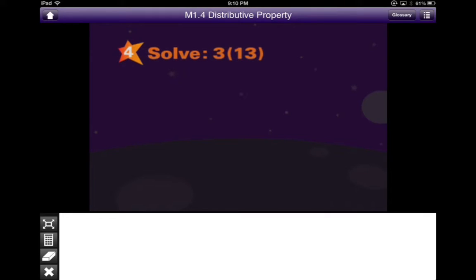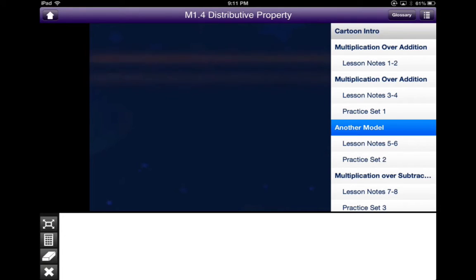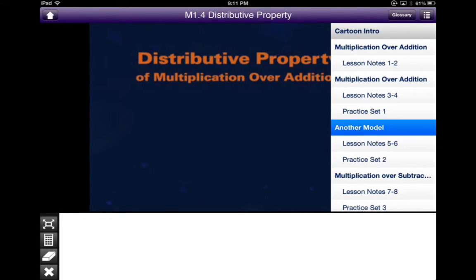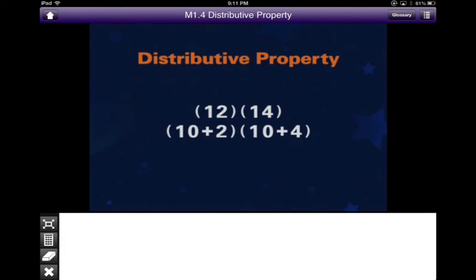In problem 4 of your lesson, let's go ahead and skip that for a second and let's see how modeling will work in one other way. Let's use the distributive property of multiplication over addition to multiply 12 times 14. So, do we just use the distributive property? To multiply these numbers, Eddie, it requires using the distributive property twice. We start by rewriting the factor 12 as 10 plus 2 and the factor 14 as 10 plus 4.